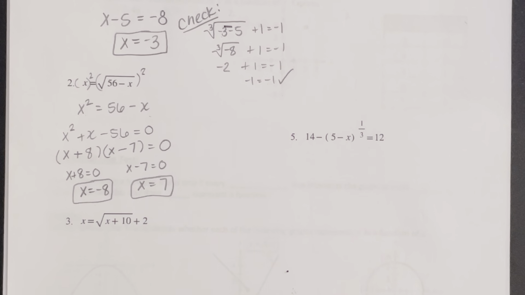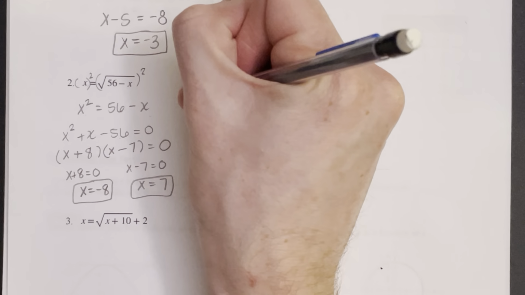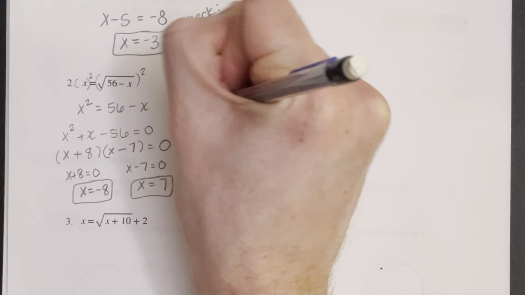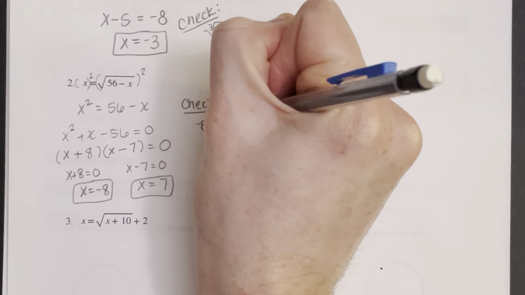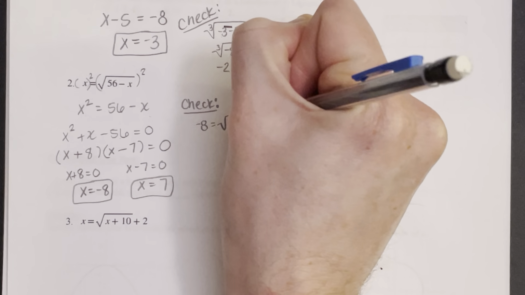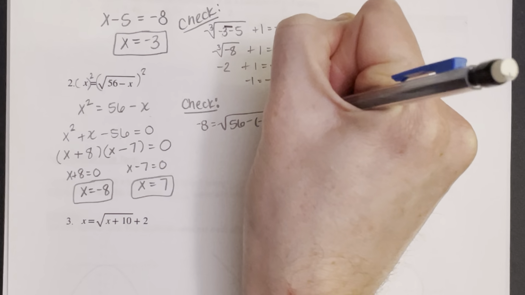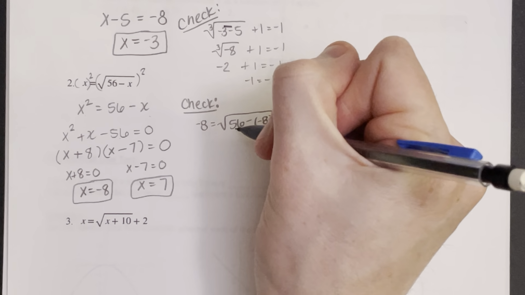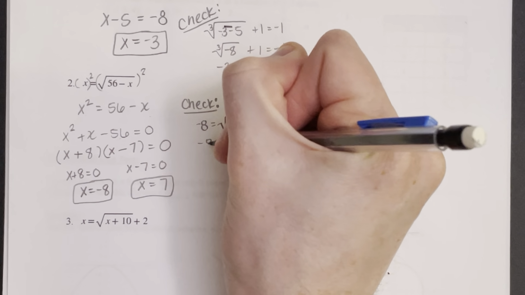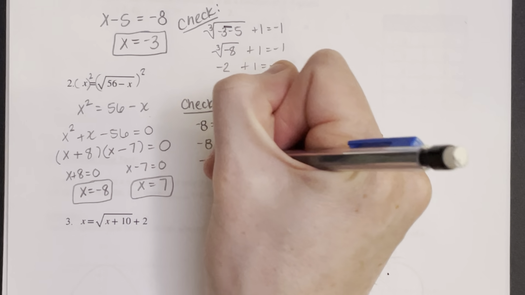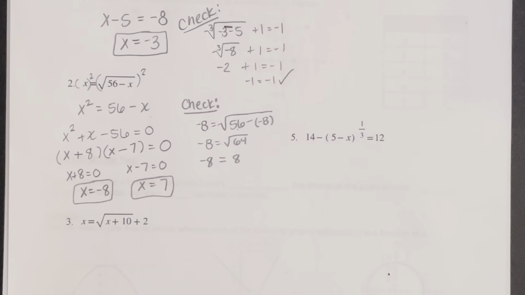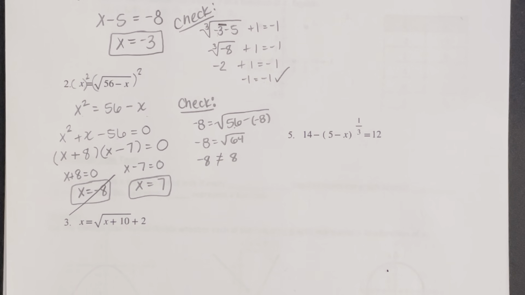We don't want to stop here. We want to check our work. So we're going to check both solutions. We check it by going back into the very original equation. So I'm going to say negative 8 equals the square root of 56 minus negative 8. 56 minus negative 8 is 64. And the square root of 64 is 8. But negative 8 is not equal to 8. So this is one of those extraneous solutions. We need to make sure we're looking and checking our work, because negative 8 doesn't actually work.